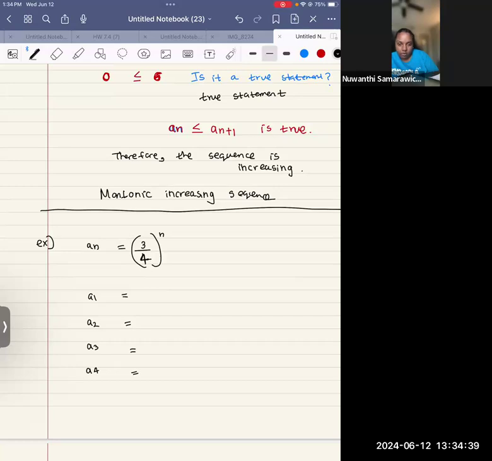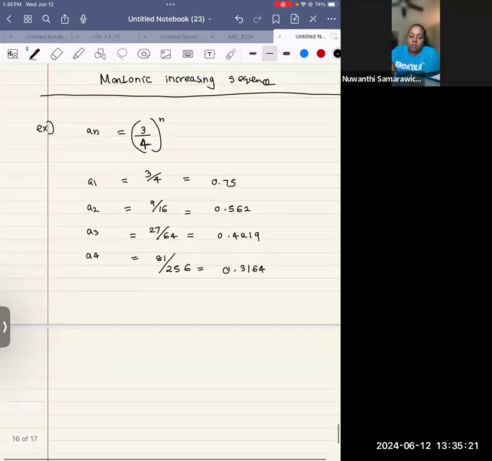Three over 4, okay. 9 over 16, okay. So 3 over 4, yes, right. 9 over 16, then 27 over 64, and 81 over 256. Can you all write this in terms of decimals? What are the decimals? So you will get 0.75, 0.562, 0.4219, 0.3164.